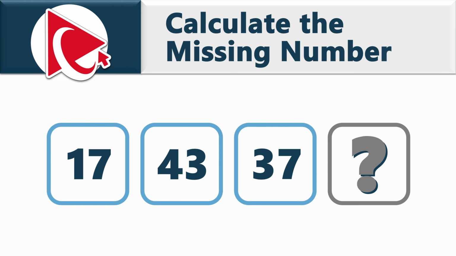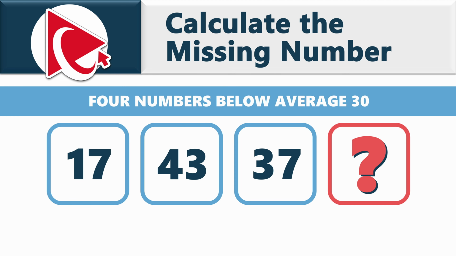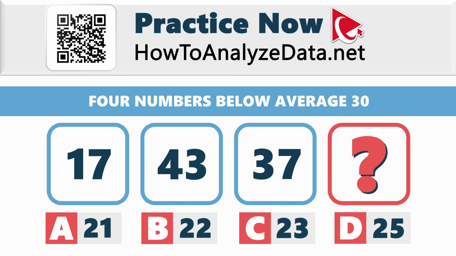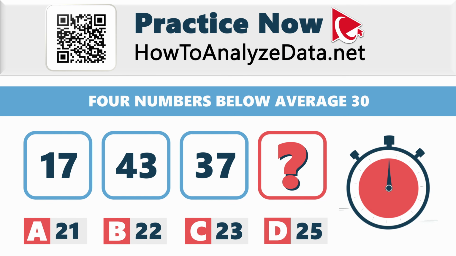You're presented with 4 numbers, 17, 43, 37, and then comes the missing number you need to calculate, knowing that all 4 numbers average 30. Your choices for the answers are choice A, 21, choice B, 22, choice C, 23, and last but not least, choice D, 25. Let's tackle it as a team.